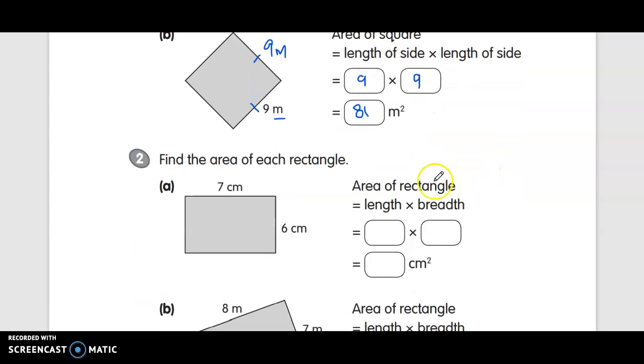Find the area of each rectangle. Now we are looking at rectangle. Again, this time rectangle we have length and breadth. Okay, which is the length? Length should be the longer one, right? So length times breadth, which is 6 cm. So over here, 7 times 6, and your answer is 42 cm square.